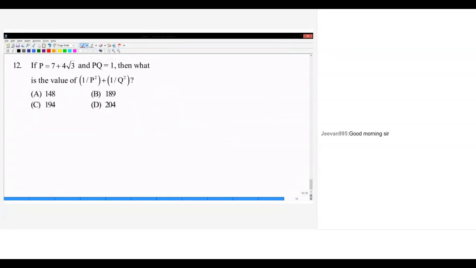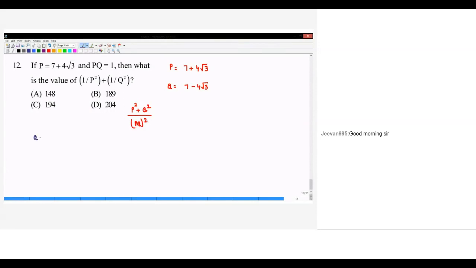P is 7 plus 4 root 3. PQ is 1 means Q is 1 by 7 plus 4 root 3. That is 7 minus 4 root 3. Now you want 1 by P square plus 1 by Q square, means P square plus Q square by PQ square. Anyway, PQ is 1, therefore it is simply P square plus Q square.